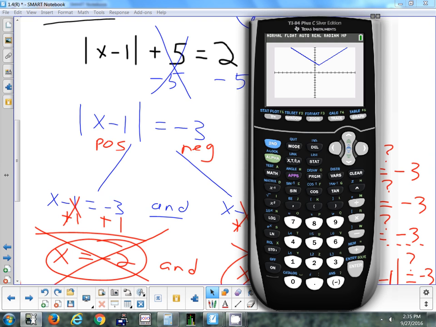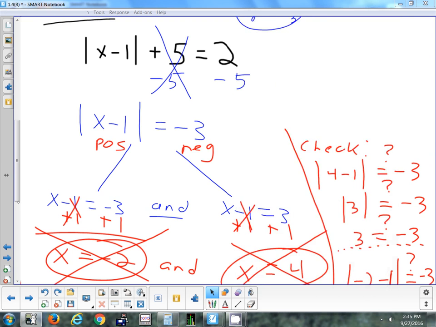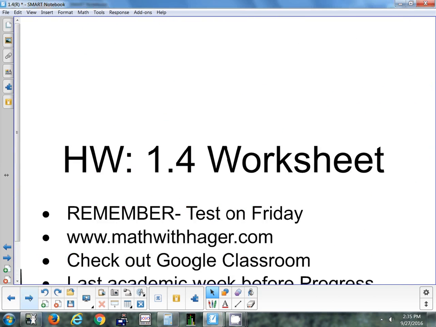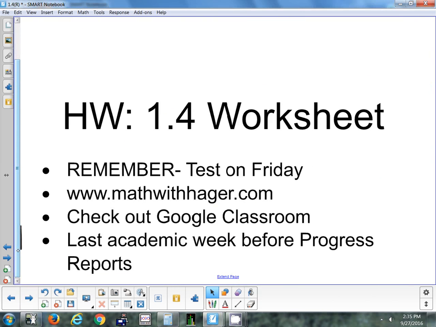And guys, you're still going to have homework too, so I want you to put everything away. Your homework tonight is going to be in 1.4. It's a worksheet. I'll try to make sure I put that on the internet. Test on Friday. On my Google Classroom site, there's going to be a bonus again this week, just like we did last week. There'll be a spot on the review sheet. And don't forget, progress reports close on Friday.